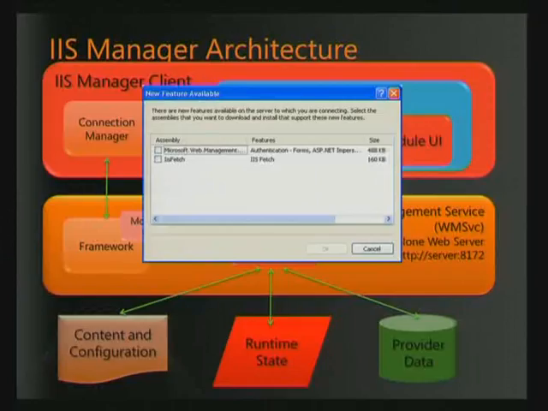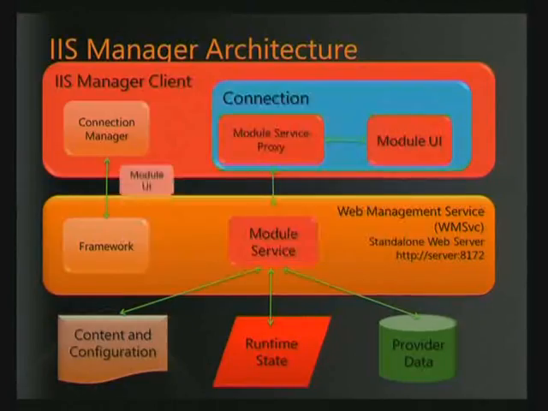So if you install a new feature on the server, then your clients, upon first connection, will get this dialog asking them, hey, do you want to download these features? And they can choose which ones they want. The publisher will be checked, and we will download and push the new UI.